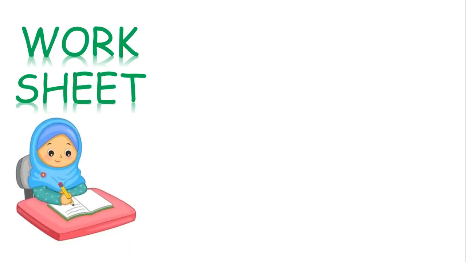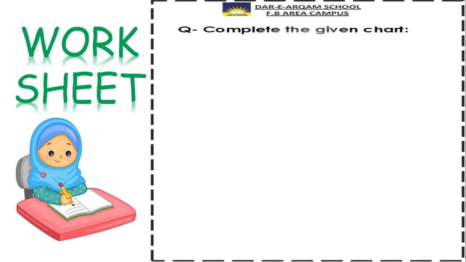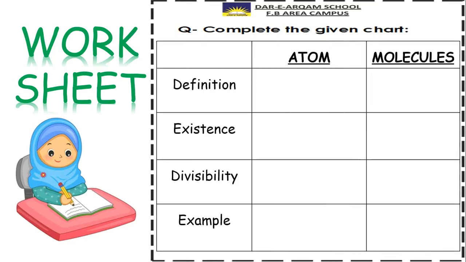Now, I am going to share one more fun activity. What is that? Worksheet. You all like it now? So today we are going to have one worksheet with us. Here comes a worksheet. This is to complete the given chart. What kind of chart? Here comes it. I have two separate columns for atom and molecules and then 4 categories to differentiate them.